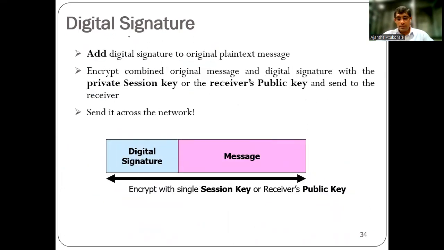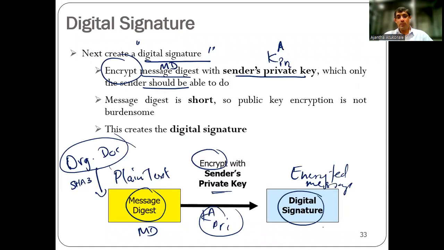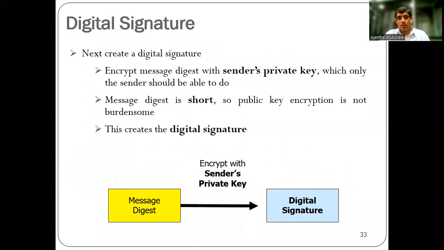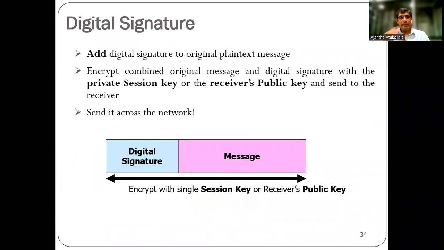So this is the slide. If I ask what is a digital signature? A digital signature is an encrypted message, encrypted by the sender's private key. It encrypts the message digest of the original message that you want to send. Or else you can say, whenever you have an original message to be sent, create a message digest and encrypt that with the sender's private key, and then you get the digital signature. Once you have it, add the digital signature to the plain text message.